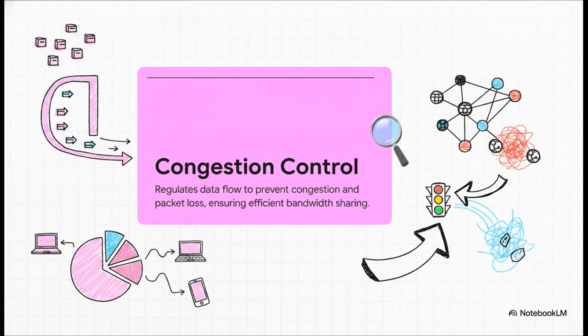Well, the answer lies entirely in this one foundational concept: congestion control. Put simply, this is the regulation of data flow within a network to prevent congestion, degraded performance, and packet loss, ensuring efficient bandwidth sharing. Basically, it's the ultimate automated traffic management system for our data. It makes sure that every single device and connection gets a fair slice of the bandwidth pie, which keeps the whole network operating at absolute peak efficiency.